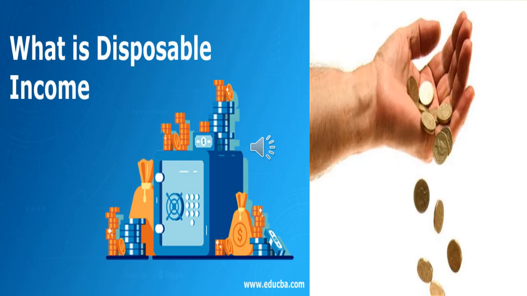From the consumption approach, disposable income equals consumption expenditure plus savings. These are the terms used for measuring national income: gross national product GNP, gross domestic product GDP, net national product NNP, net domestic product NDP, per capita income PCI, personal income PI, then disposable income DI.